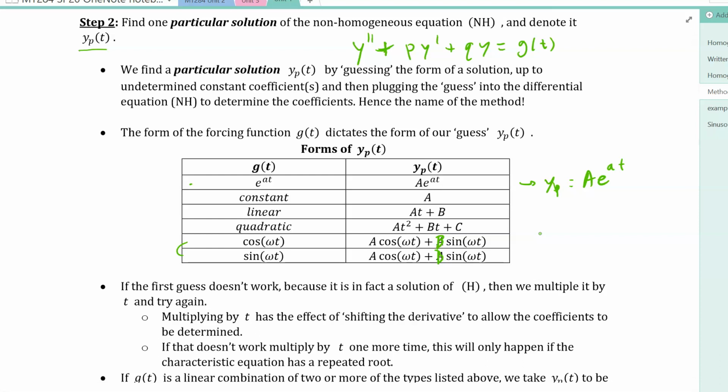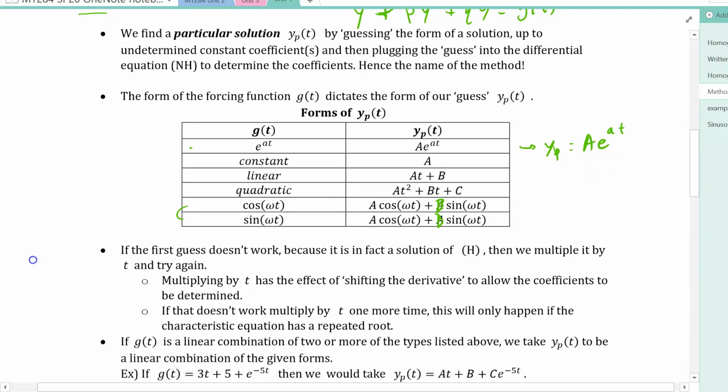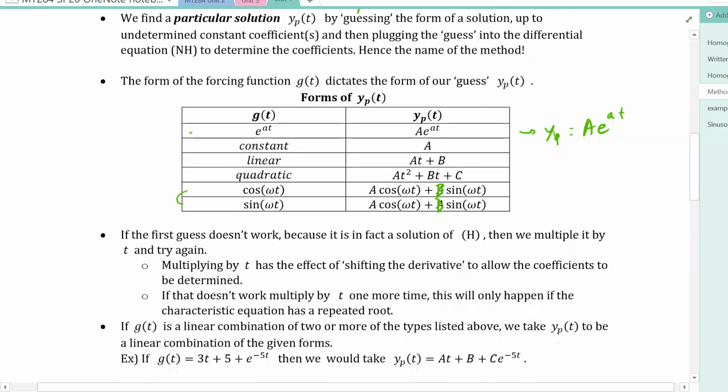You can't get away with just one or the other. All right, so that's what we're typically going to see there. A couple comments to follow that in the next couple of bullets. If your first guess doesn't work, and that might be the case if the right-hand side function g of t is a combination of solutions of the homogeneous equation, then what we have to do is just take that first guess and multiply it by t. Just as an example, I'm going to write one down here.